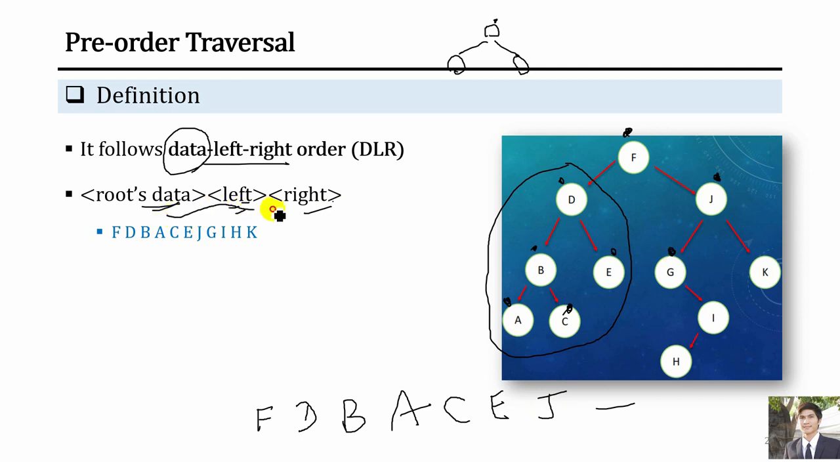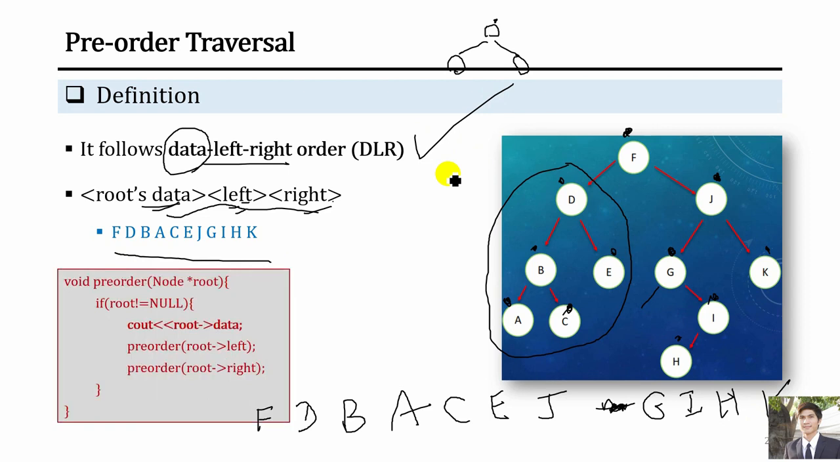Following this format, data left and right, we will get letter G here. So let's say this one is just something deleted. After G it should go to the left, but it has no data. So now we go right of it, which is letter I, and then left of this node, which is H. So now the left is finished, we go to the right, which is K finally. So this is our output data when we use the preorder format. The rule is very simple. You focus on the DLR, data left and right.